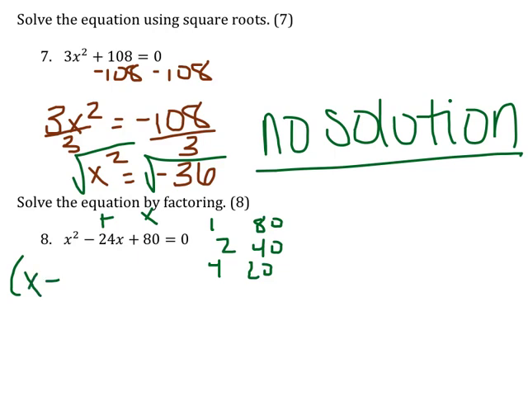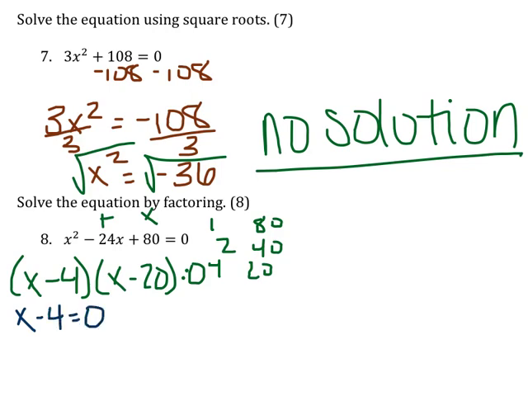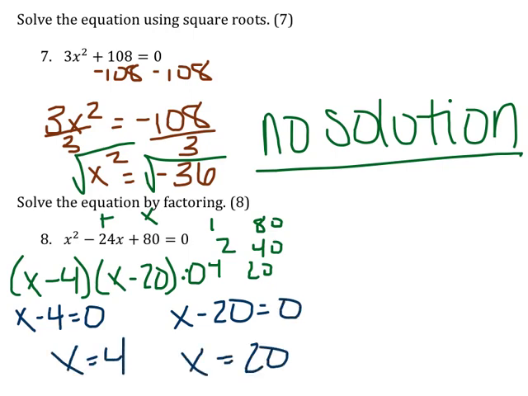So again, we said we want them both to be negative, so that's x minus 4, x minus 20 equals 0. If we have two things that multiply together equals 0, we know that one of them has to be 0, so either x minus 4 equals 0 or x minus 20 equals 0, which means x either equals 4 or x equals 20. And those are our two solutions.